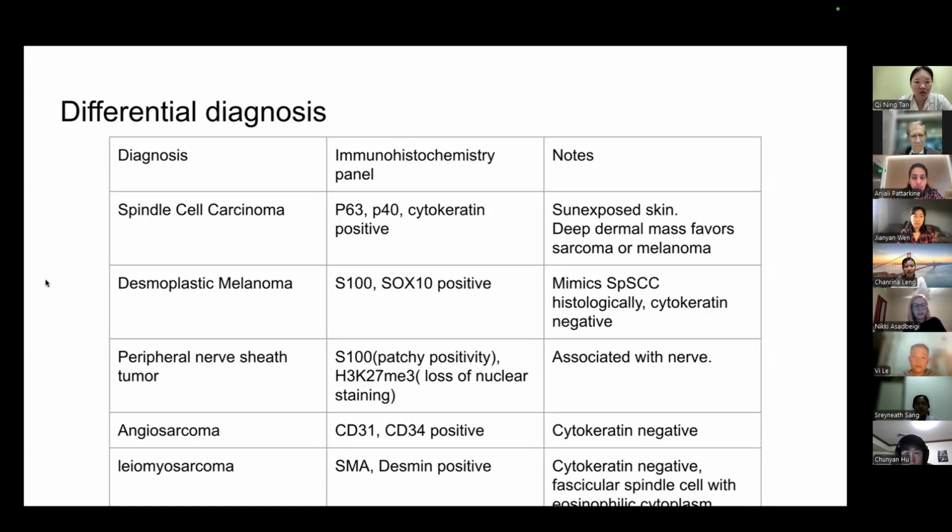So as Angela said, this is a spindle cell squamous cell carcinoma. This is a very rare finding, but it's not so rare that you never see it. You're going to see it in your practice, especially if you have a good amount of dermpath sign-out. Okay, let's go to the next one.